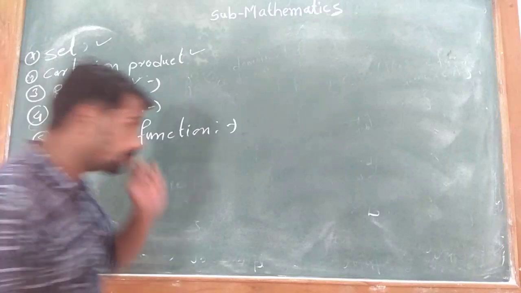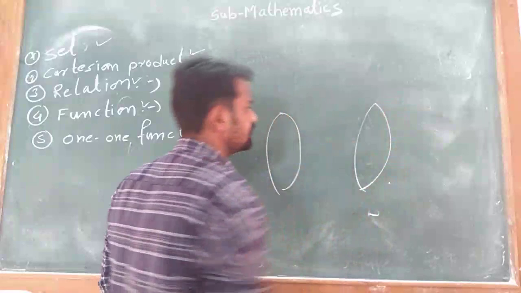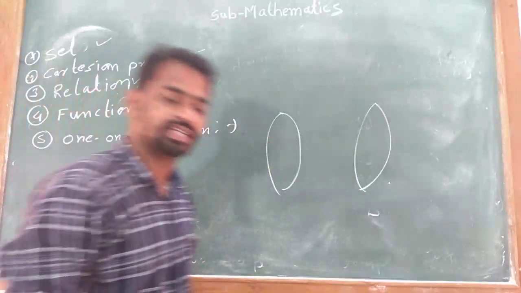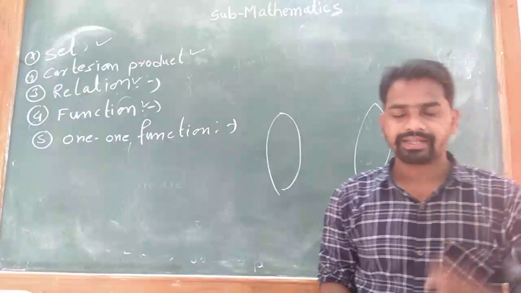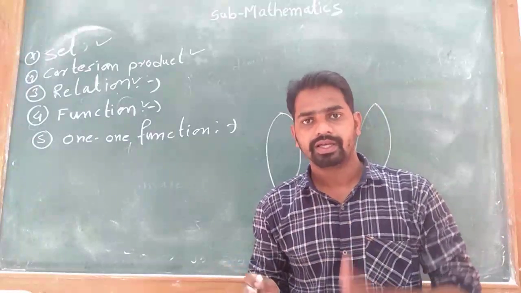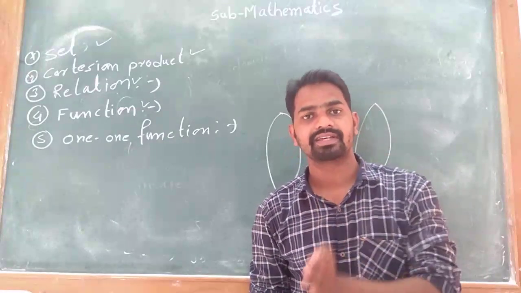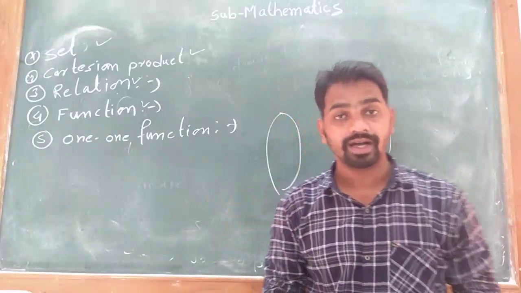What is the definition of one-on-one function? One-on-one function means that, the definition of one-on-one function is: let f be a function from A to B. It is said to be one-on-one if each distinct element in a domain has distinct images in a codomain.